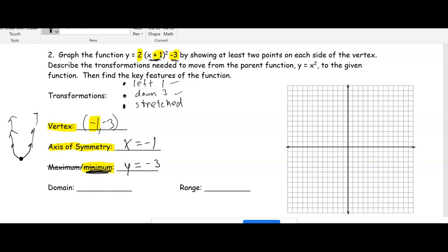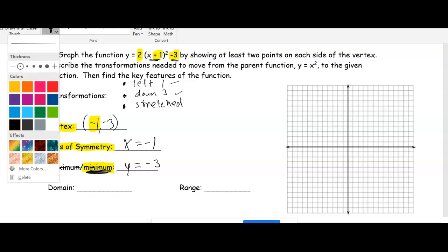Okay, good. The domain, I kind of sketched it out over here a little bit. So if I ask you for your domain, Natalie, what do you think for our domain?